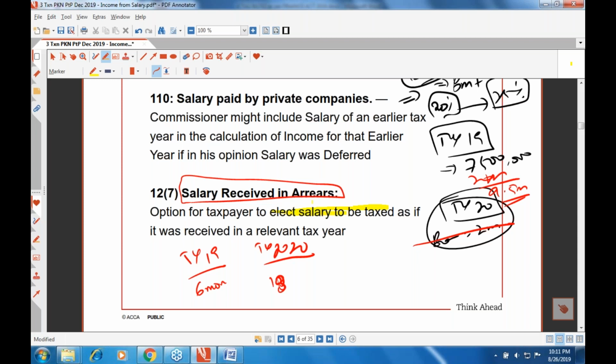So if you have such a situation, you have an option that you can elect to be taxed on an arrears basis. You can say that this additional 6 months which I have received in the current tax year, I would want this to be included in the taxable income for the previous tax year.